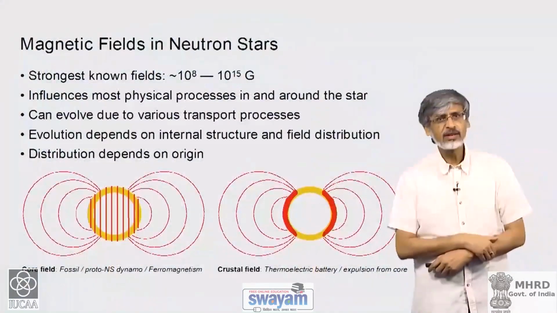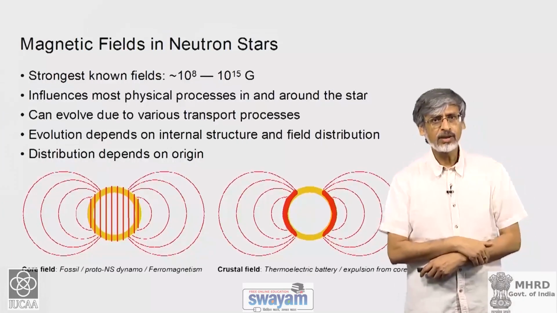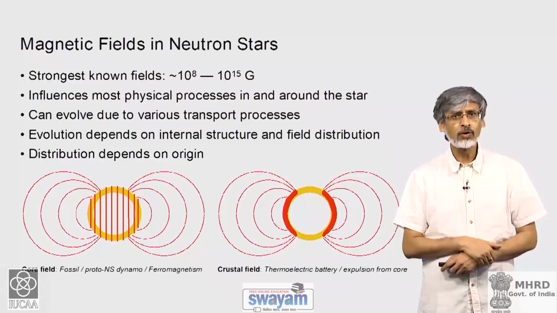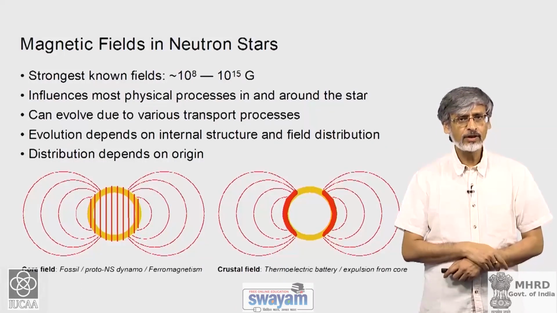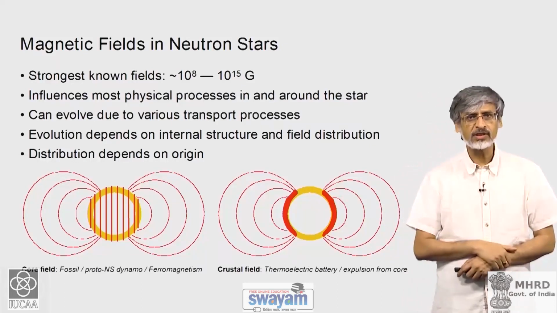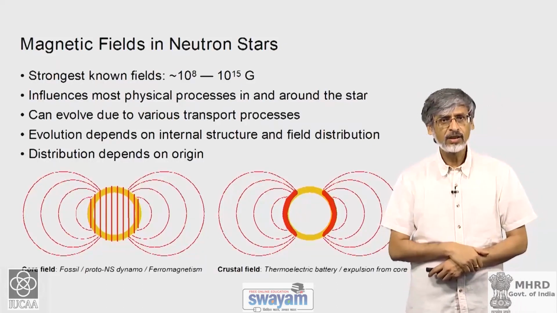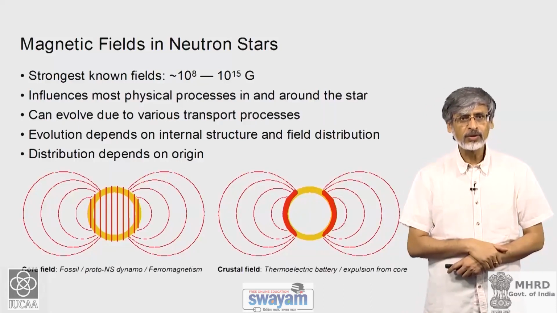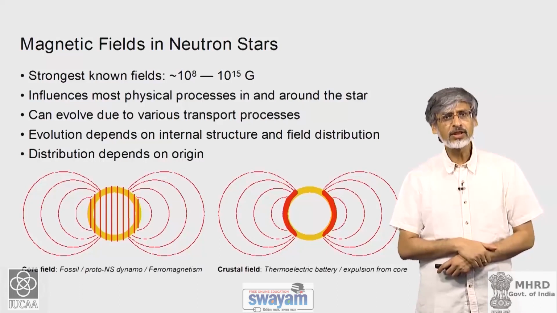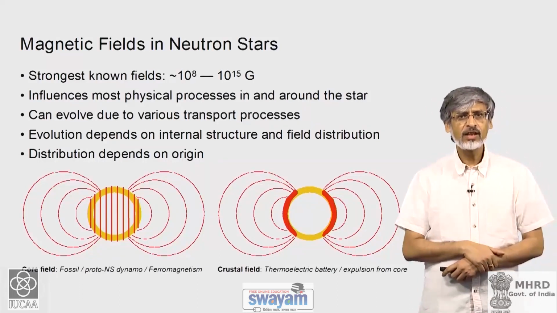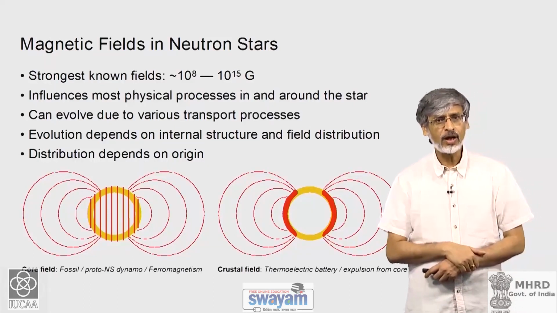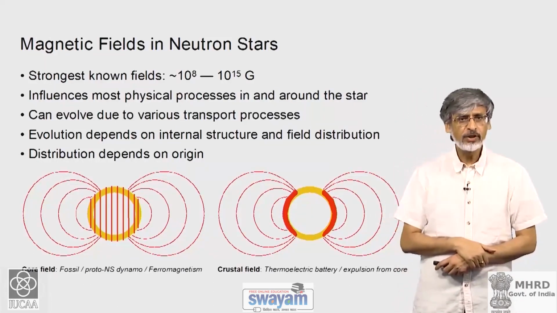So, the magnetic fields in the neutron stars: you can see that nature's strongest known fields occur in these objects, and the fields influence most physical processes in and around the star. The fields can also evolve due to various transport processes, and the evolution depends on the internal structure and the field distribution, and the distribution itself depends on how the fields came to be in the first place.